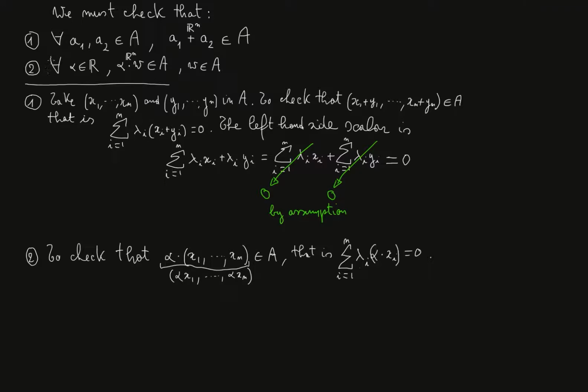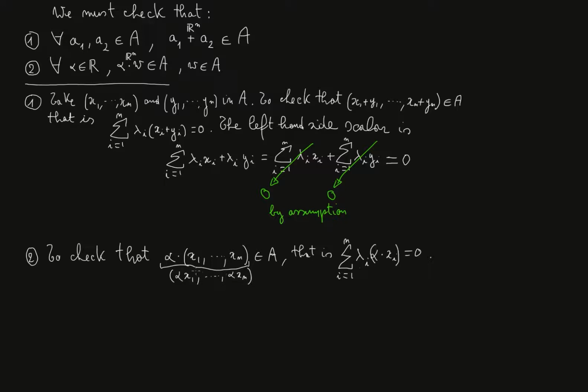The second property we have to check is the following. If we take a scalar alpha in R and multiply it by any vector w in A, we still get a vector that belongs to A. So we take a generic vector x1 through xn in A and multiply on the left by a scalar alpha. Using the product with scalar structure of Rn, we get the vector with coordinates alpha times xi.